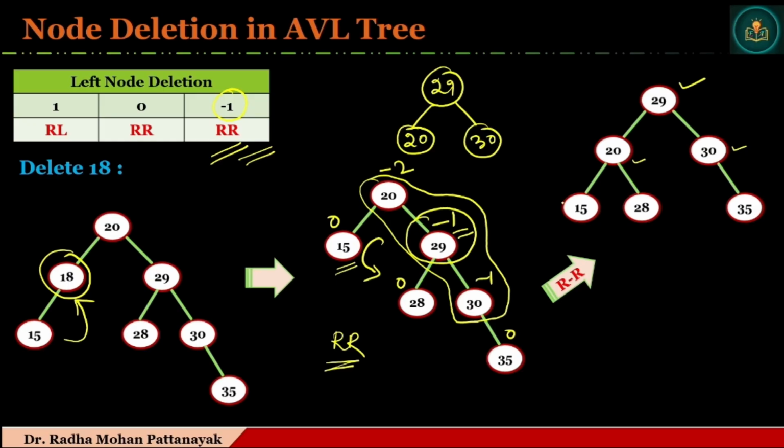So see here, I kept 15 as left of 20, then already 20 present in the left, so I set 28 in the right of 20, so that 28 will become left of 29, right? I kept 35 as right of 30. So after rotation, you find the balance factor of all the nodes. Now you can check, after deletion of 18, the balance factor of all the nodes are within the range -1 to 1. Hence you can say that the tree is balanced tree.